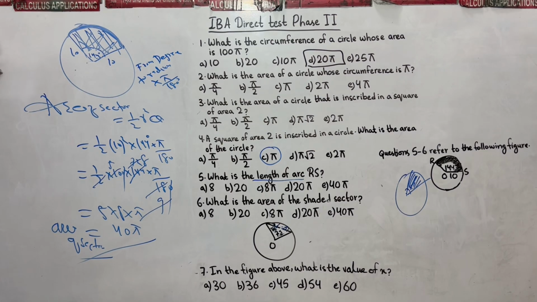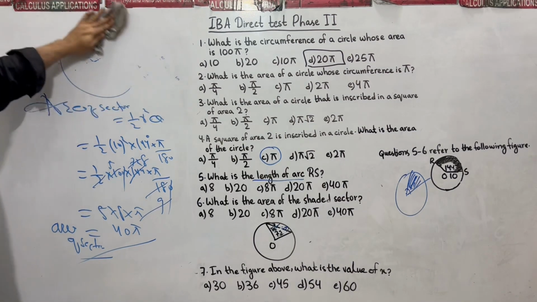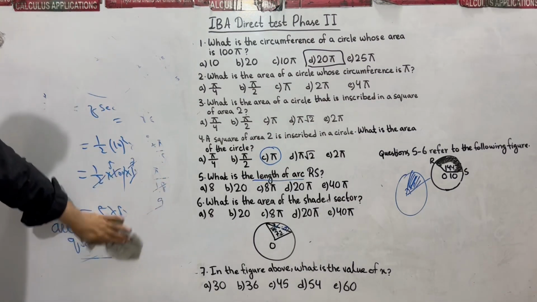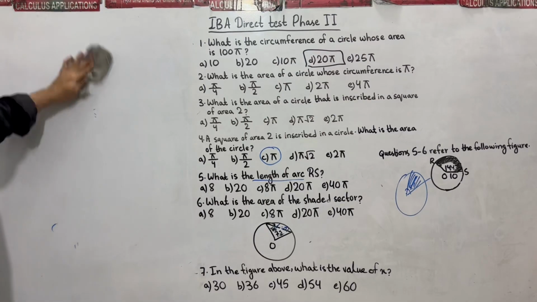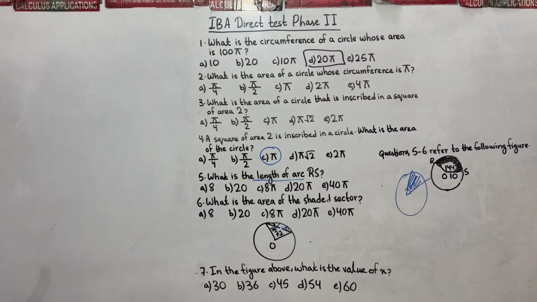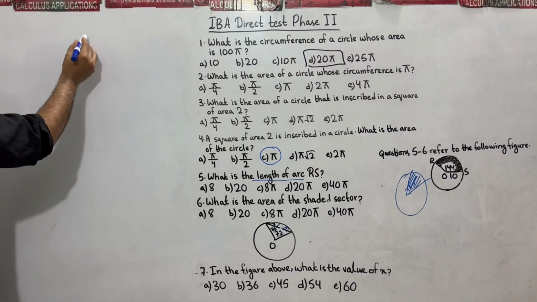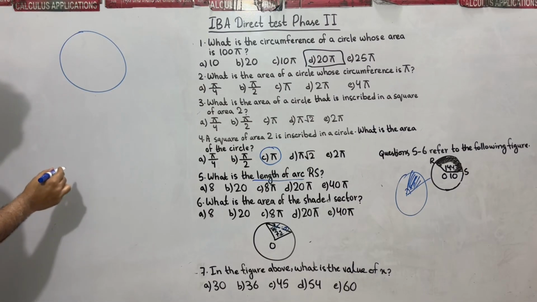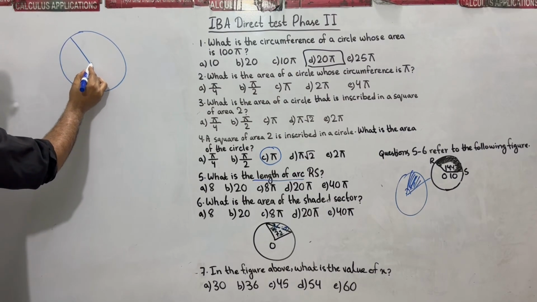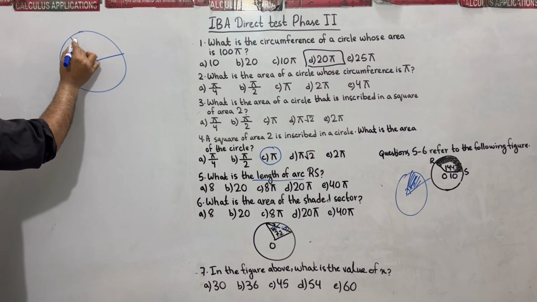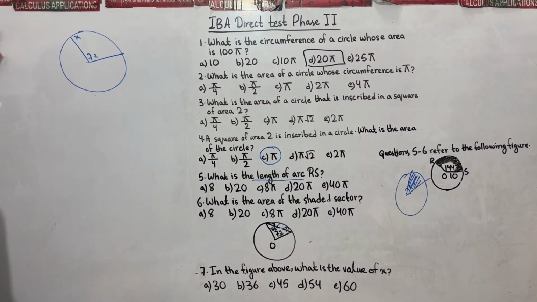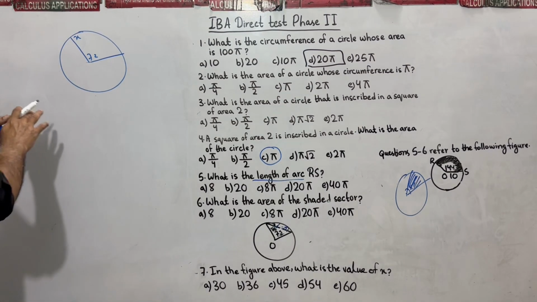Okay. Moving towards the final question, the seventh question of this figure. We have been given the figure. Let me reproduce it for you. This angle is given to us as 72. The other angle is x. We are asked to find x.